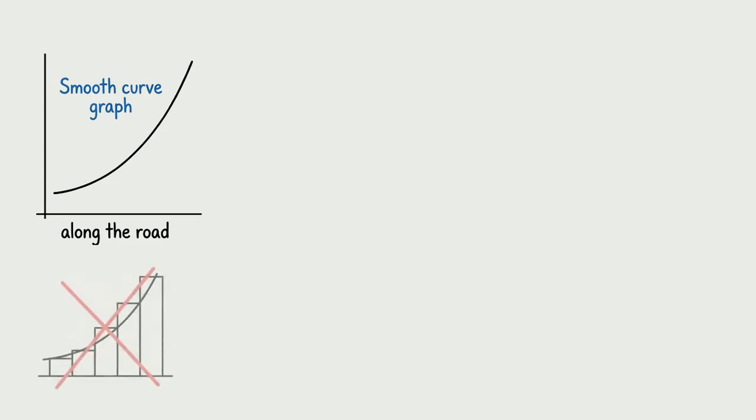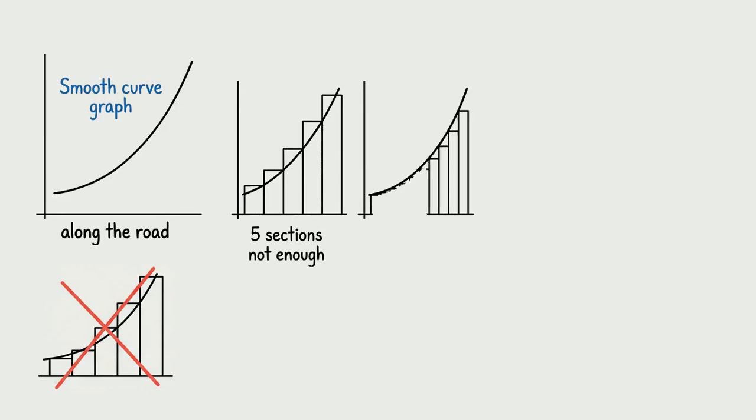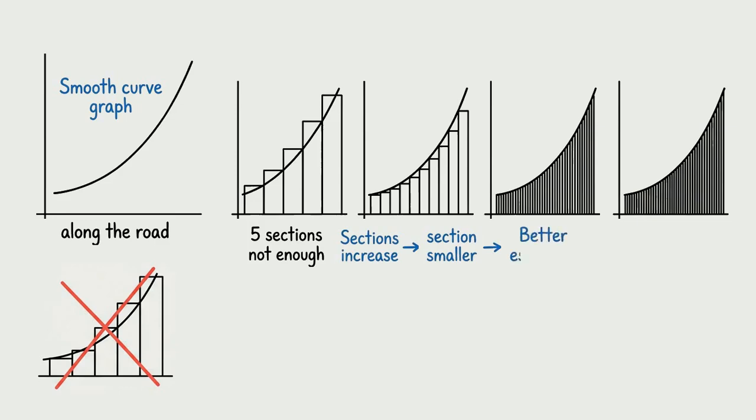Now, what if the paint needed per meter changes smoothly along the road? Like, it's not constant in each section, it's gradually increasing or decreasing. Then, dividing into 5 sections isn't enough. You divide into 10, then 100, then 1,000. As the number of sections increases and each section gets smaller, your estimate gets better.